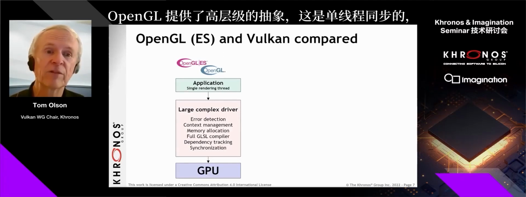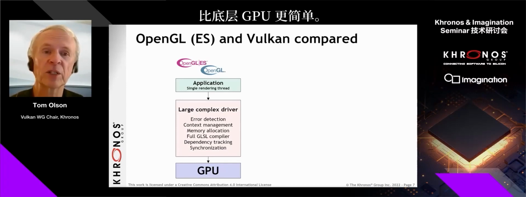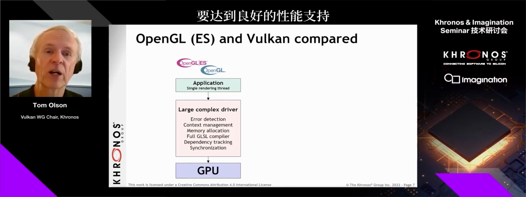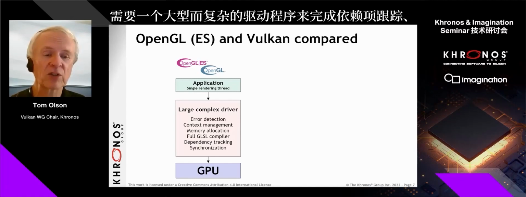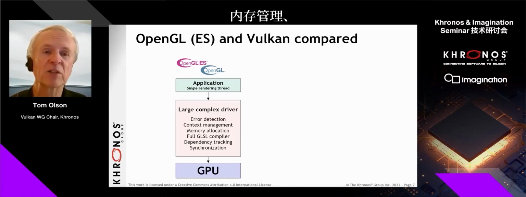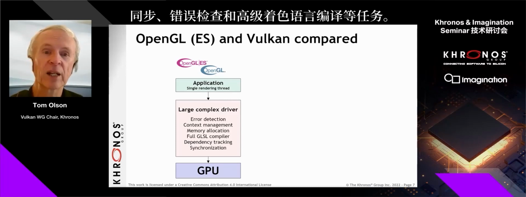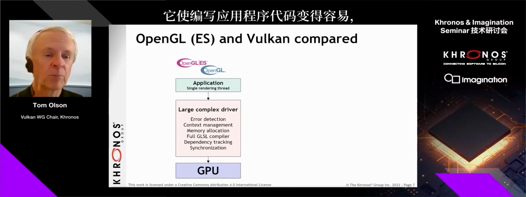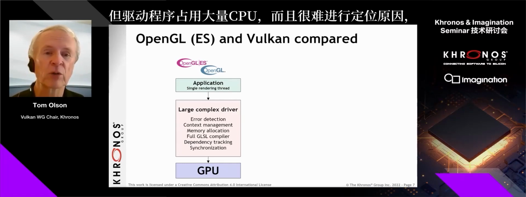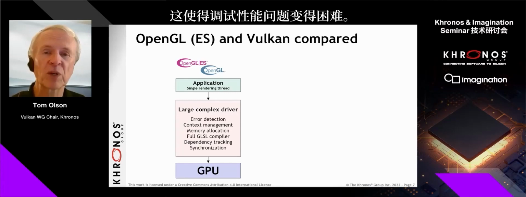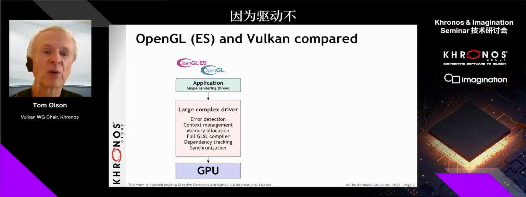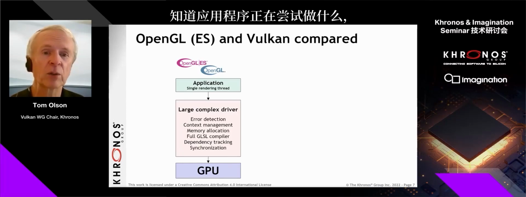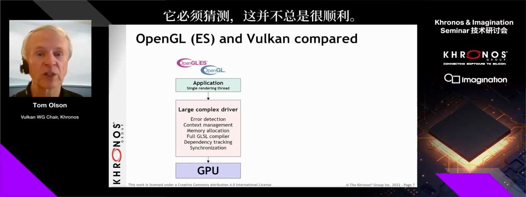OpenGL presents a very high-level abstraction, which is single-threaded, synchronous, and much simpler than the underlying GPU. Supporting this abstraction with decent performance requires a large and complex driver, which does things like dependency tracking, memory management, synchronization, error checking, and high-level shading language compilation. It makes writing application code easy, but the driver is CPU intensive and hard to reason about, which makes debugging performance problems difficult. And because the driver doesn't know what the application is trying to do, it has to guess, which doesn't always go well.